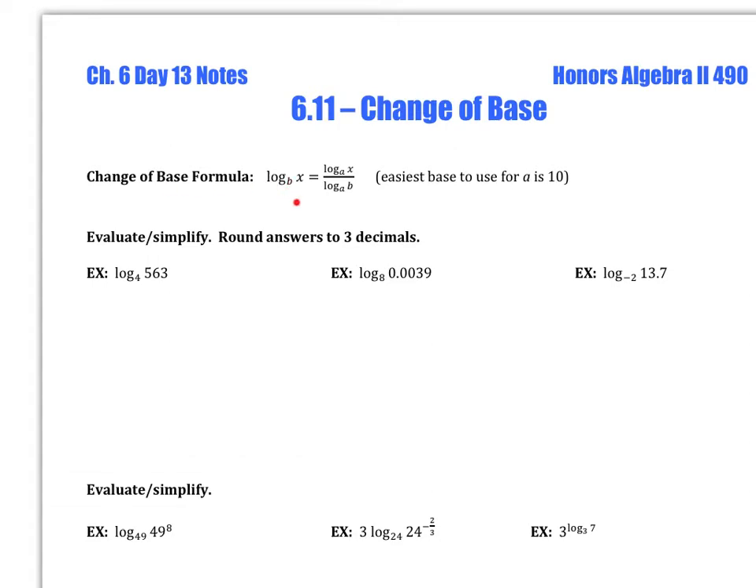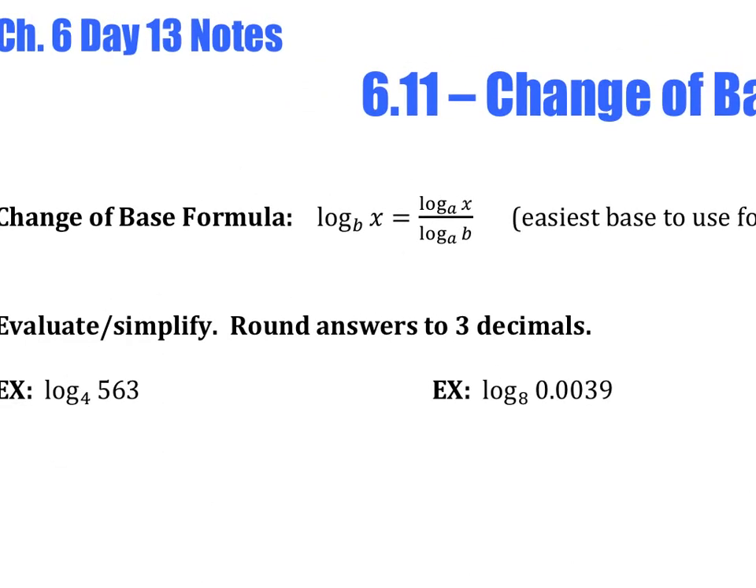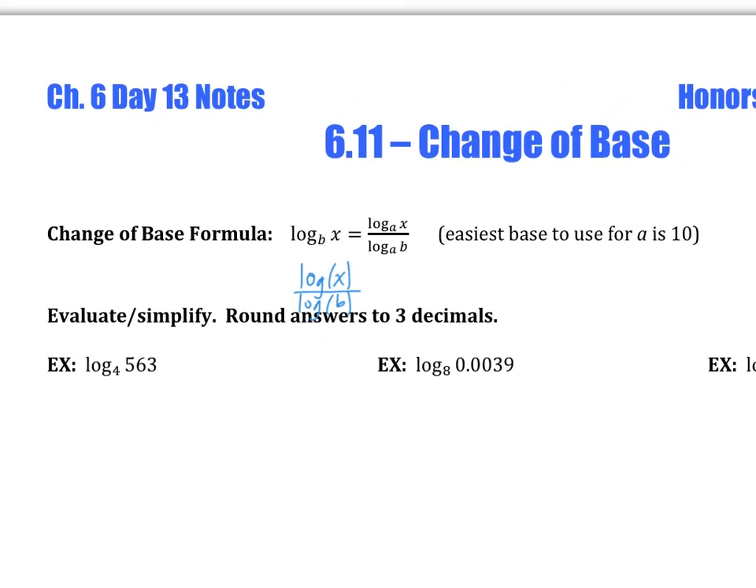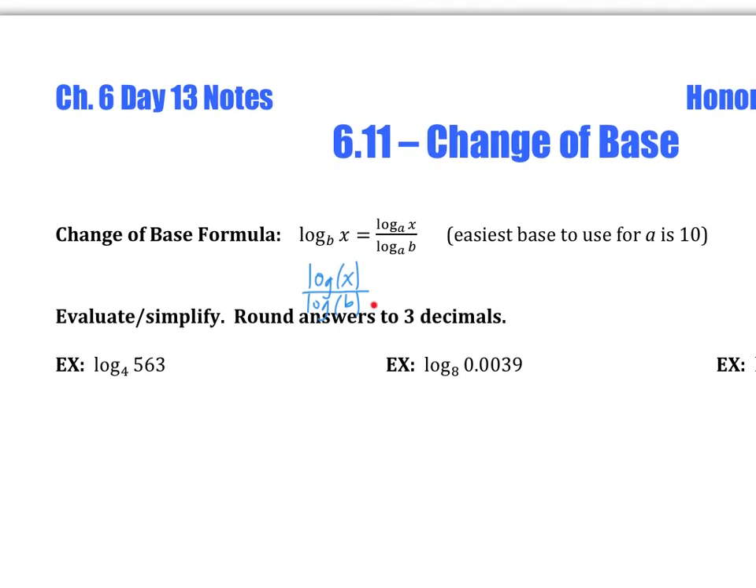The change of base formula says if I have log base b of x, I could rewrite it as log base a of x over log base a of b. Another way we could think about this is I could rewrite this as log of x over log of b: the log of the argument over the log of the base. So we can convert that to a base 10 or a common log, and that's the easiest base to use, and that's the most common way we're going to see it.